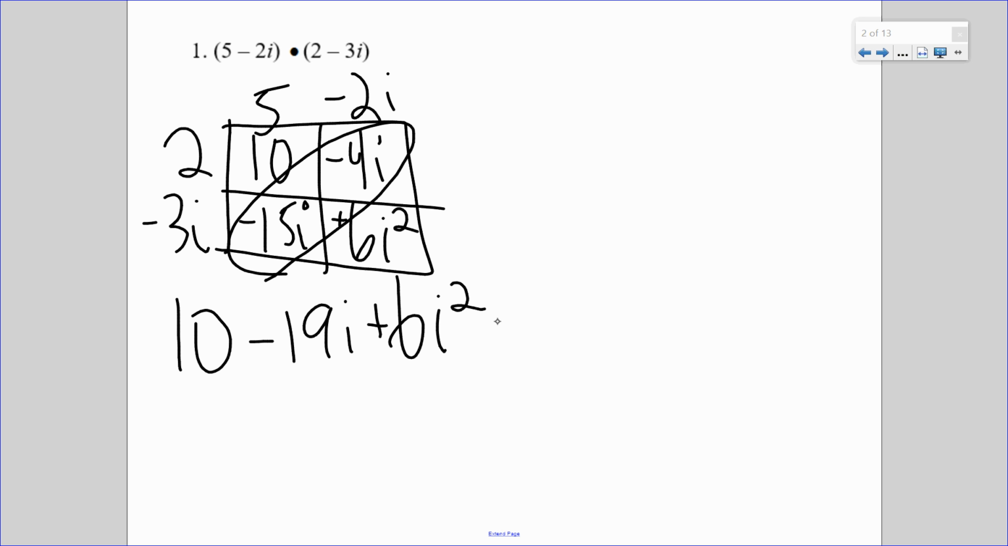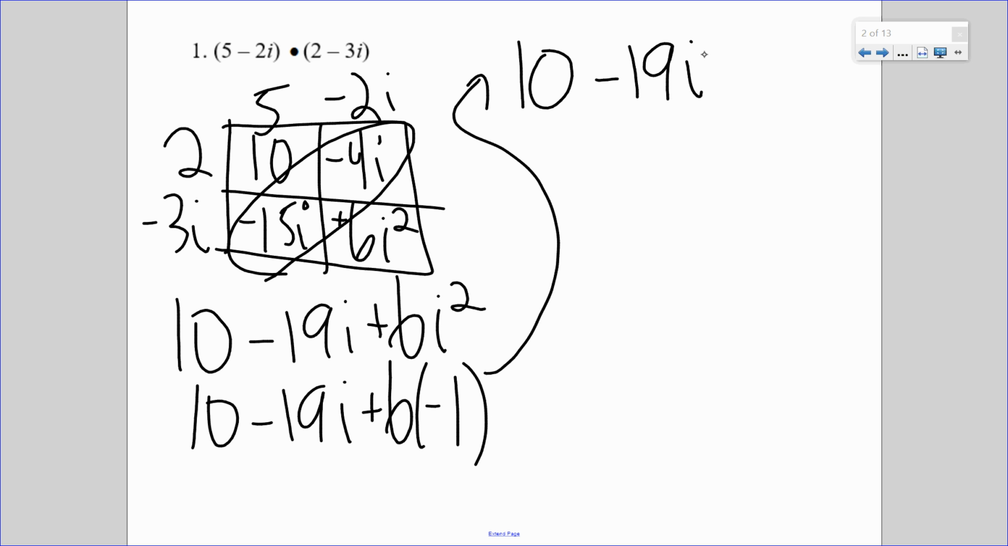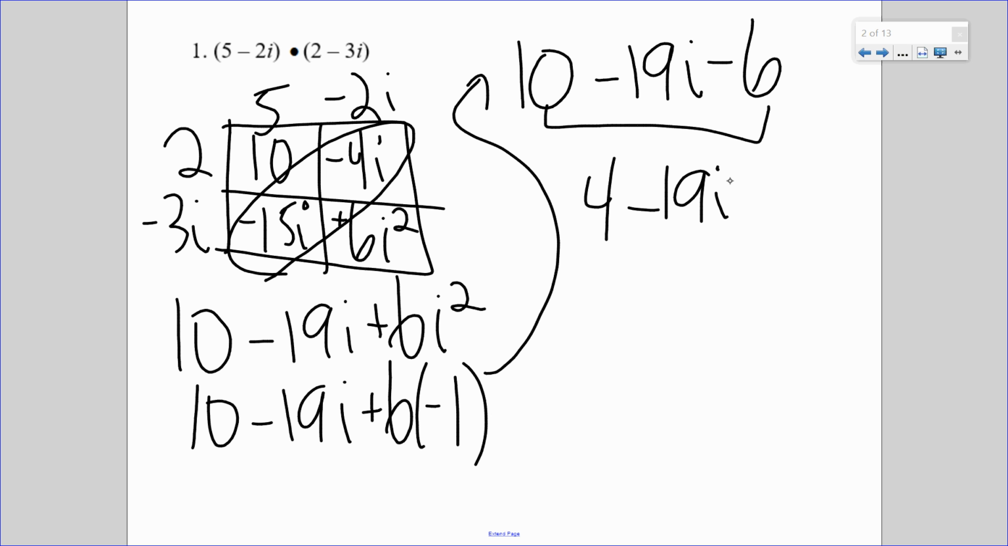There's nothing new so far, but now when I see i squared, I know that i squared is equal to -1. So I'm going to replace the i squared with -1. When I do that, I'm basically just multiplying that value by -1. And when I multiply something by -1, the sign changes. So +6 times -1 is -6. I now have to recombine like terms. 10 minus 6 is 4, minus 19i. And you always want to write your real number first and your i last when you're writing complex numbers. And that's your answer.